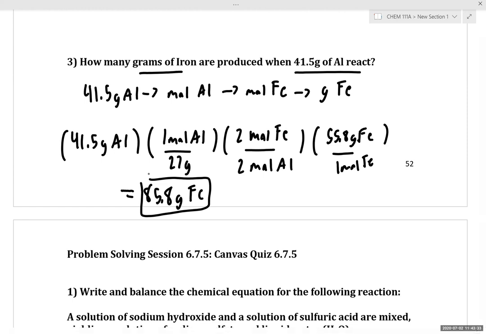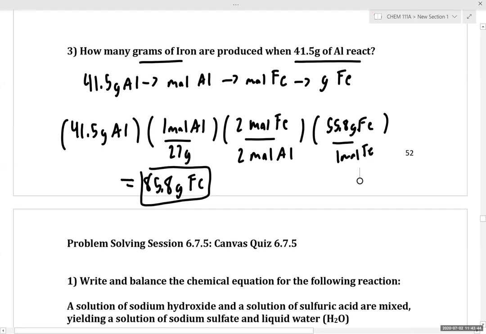Is everyone feeling more comfortable with stoichiometry, with writing balanced equations and using those equations in order to calculate the mass of product generated or reactant required?